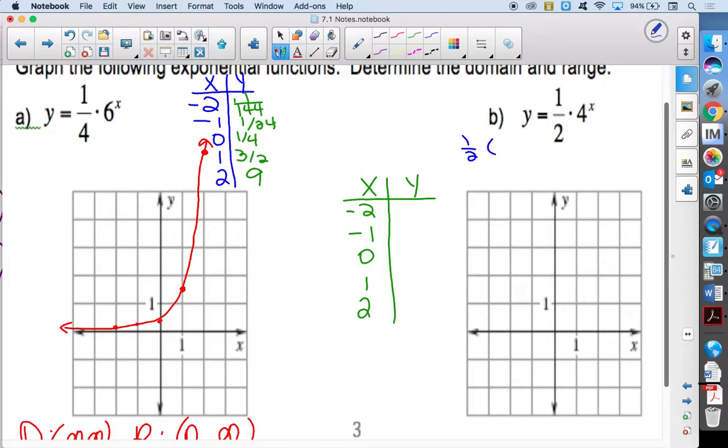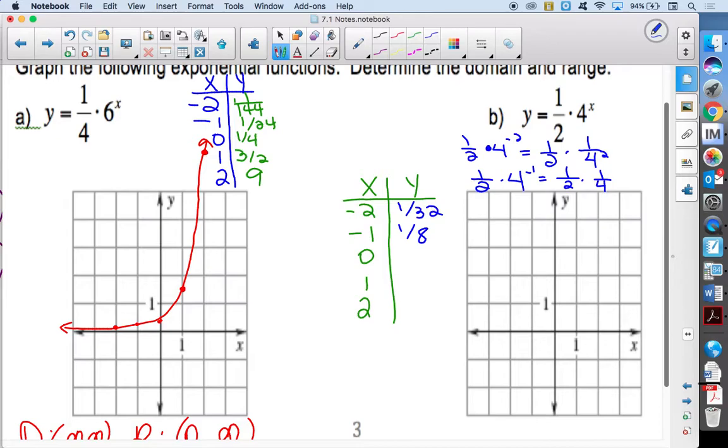So we would have 4 to the -2. Which really means you're taking 1/4 squared. So what's 1/2 times 1/16? Virginia? 1/32. Right, 1/32. The next one, we're taking 1/2, 4 to the -1. So that's really 1/2 times 1/4. Virginia, 1/2 times a 4 makes 1/8.